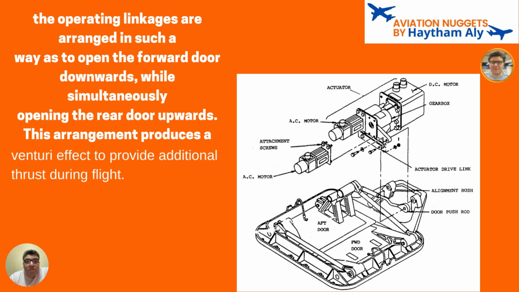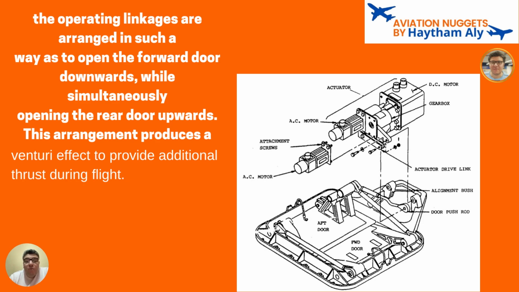These operating linkages are arranged in such a way as to open the forward door downward while simultaneously opening the rear door upward, so that the operation and the opening of the outflow valve will result in what is called a venturi effect. Why do we need, from the mechanical construction of the outflow valve, a venturi effect when it is open? This is to provide additional thrust during flight.